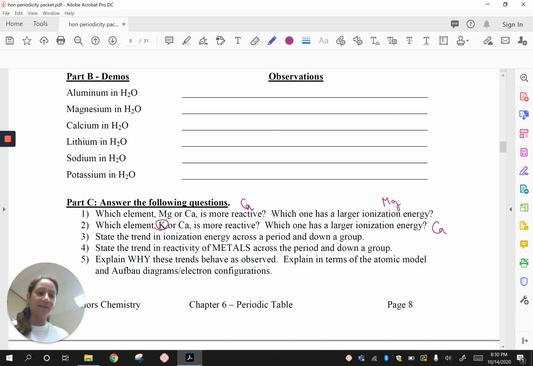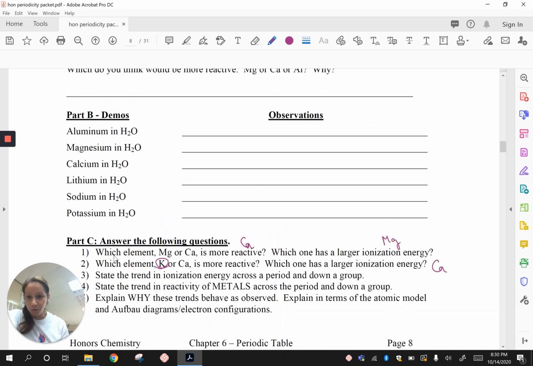So we have tested, let's look down a group first. So we've tested the lithium, sodium, and potassium. From your notes and your observations, it looked like as we go from lithium to sodium to potassium, as you go down a group, my reactivity is increasing, right? I'm getting a bigger and bigger reaction. So metal reactivity is increasing down a group.